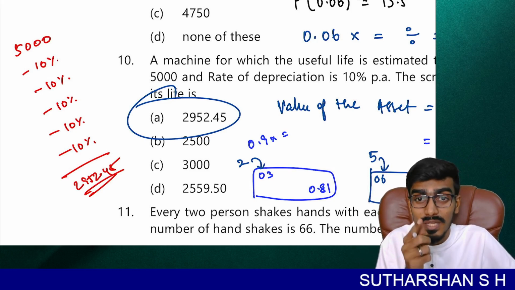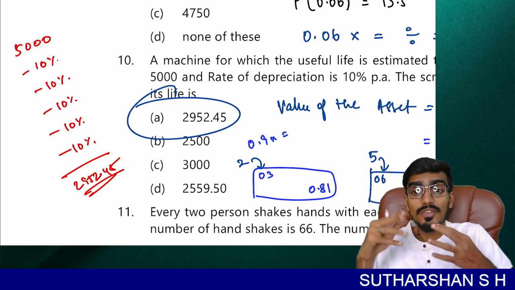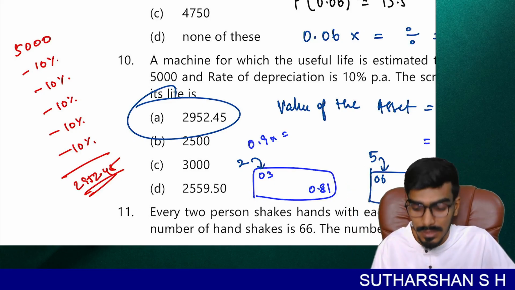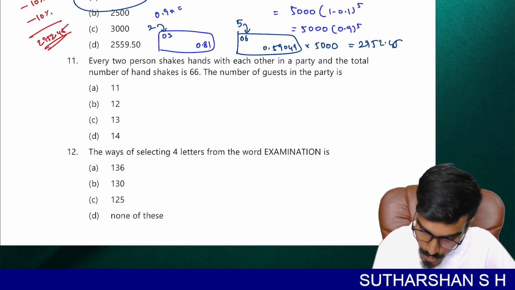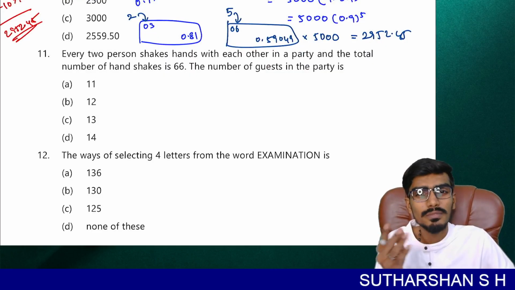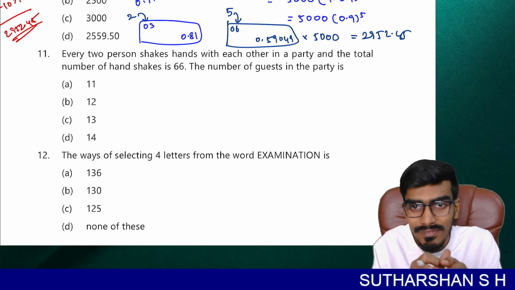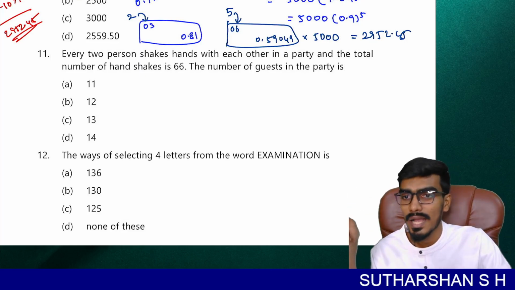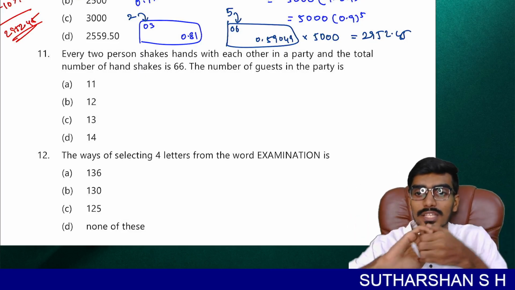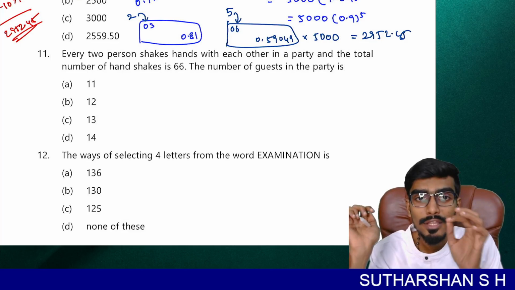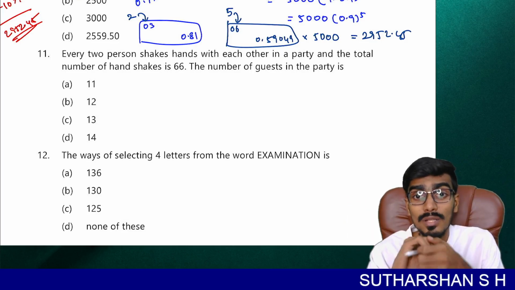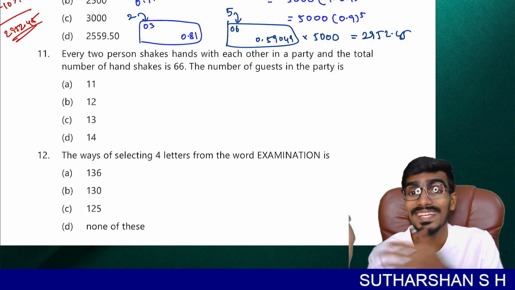See, if this kind of question is there, you will save so much time, which will be helpful for many complex chapters. Now come to question number 11. This is taken from combination. Every two persons shake hands with each other. Assume this is the hand of one person and this is the hand of another person, they are shaking hands. The total number of handshakes is 66. They are asking how many guests have been there.